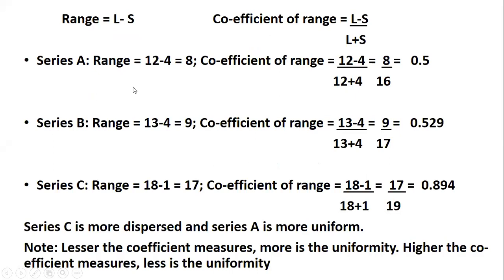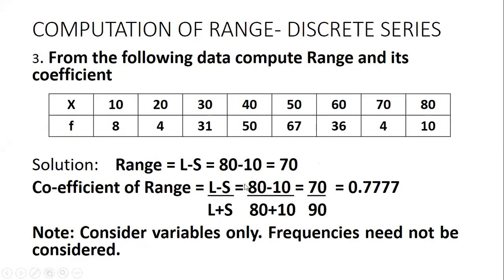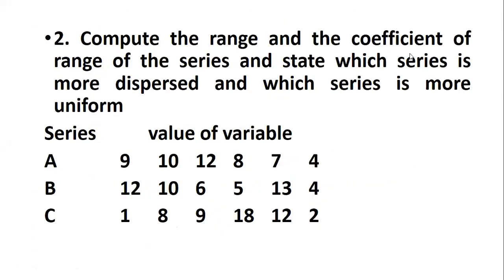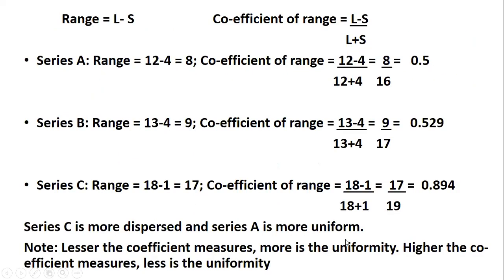And then how did we calculate coefficient of range? L minus S, range divided by L plus S. That is sum of two extremes. So the same thing we did for all the three series. Now, apart from this, they have asked us to calculate. If you see the question once again, they have asked us to analyze and calculate. What have they told us is, state which series is more dispersed and which series is more uniform. So we're going to give the conclusion for this based on these things. Okay, so let's see how to give the conclusion.